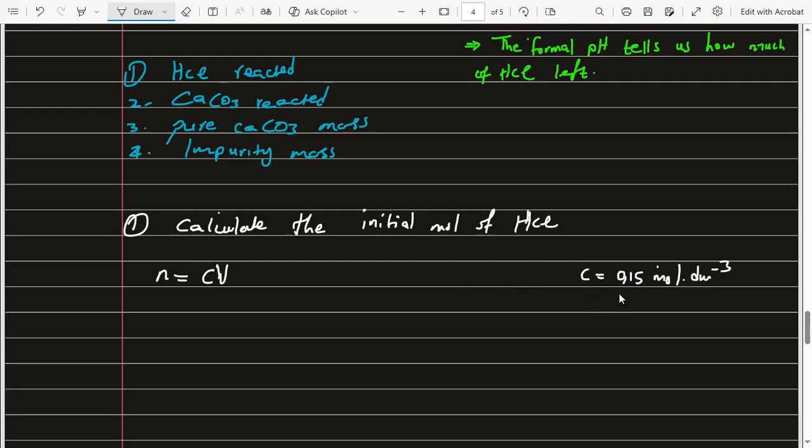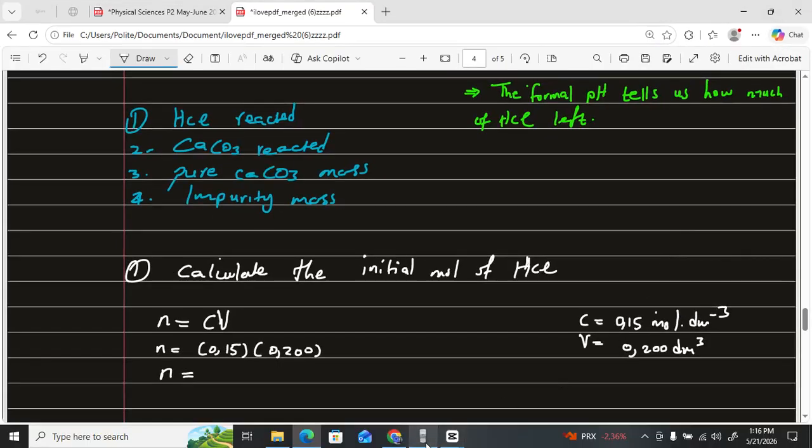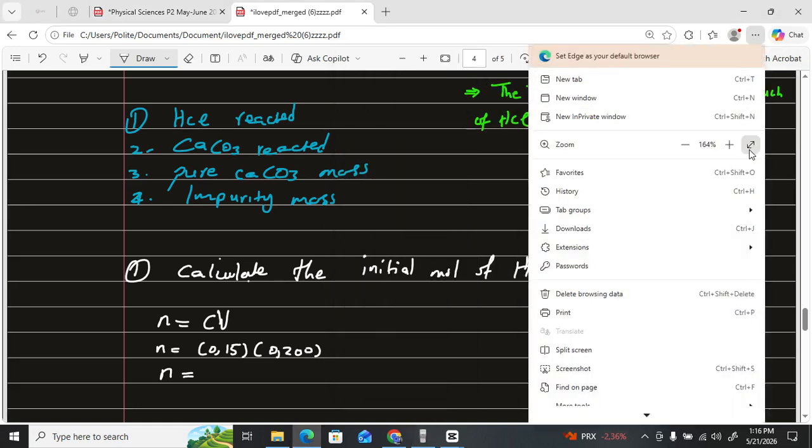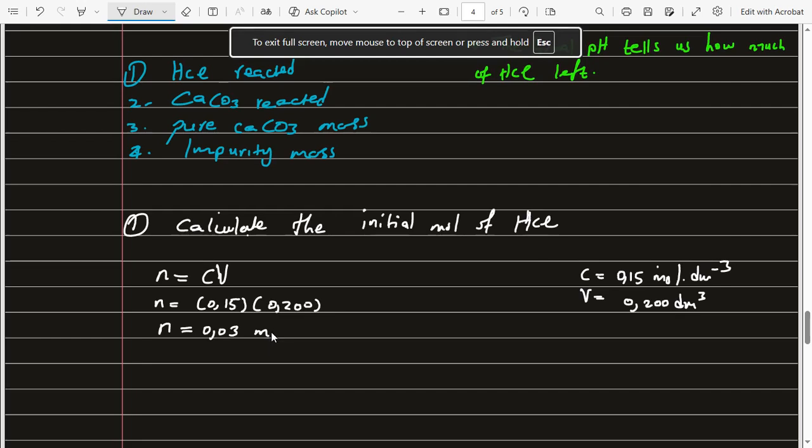And the volume was given as 200. I'm going to divide that. If we divide the 200, it becomes 0.2 decimeter cube. So the number of moles becomes the 0.15, which is the concentration, multiplied by the volume of 0.2. You just have to multiply these two and see what we get. The 0.15 multiplied by 0.2 gives us 0.03 mole. So initially, HCl starts with 0.03 mole.